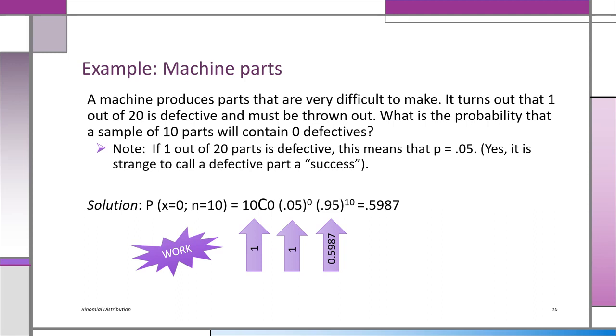Okay, so there it is. 10 combination 0, n combination x. 0.05 is the probability of a defective. That's 1 out of 20 is 0.05. You want 0 defectives, so that's 0.